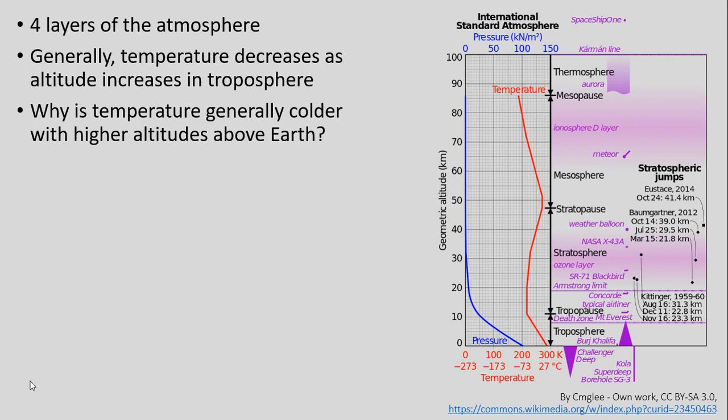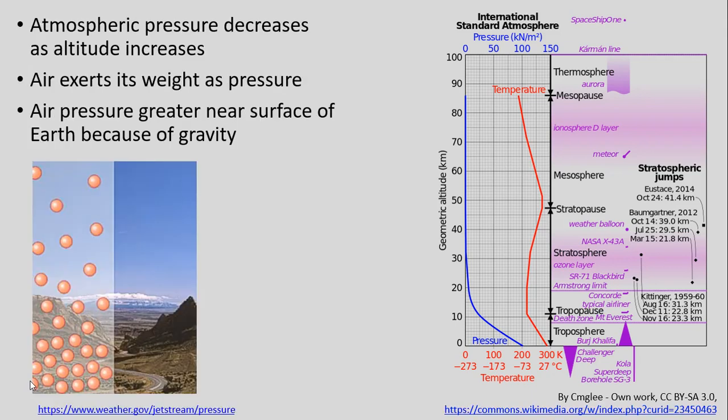That is related to another concept which we're going to talk about in this lecture and in future lectures as well, the idea of atmospheric pressure. In that same image on the right, the red line is representing temperature, and the blue line is representing pressure. Temperature goes down through the troposphere and then levels out, maybe even warms up a little bit in the stratosphere, but then continues to decrease in the mesosphere and up.